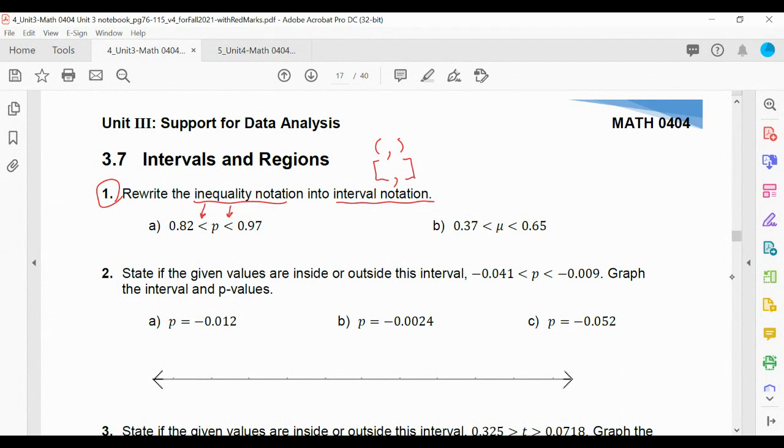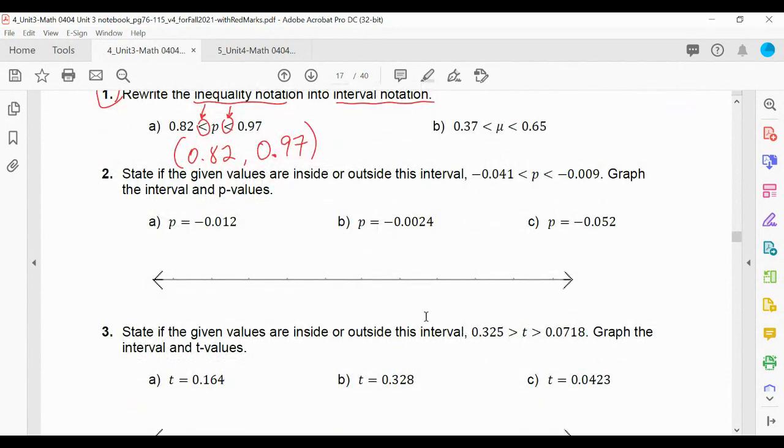So on the first one, if we have p is between 0.82 and 0.97, we have a less than on the left side and a less than on the right side. There's no equal sign. So as an interval, this would be written as parentheses 0.82, comma, and the right endpoint 0.97, and close the parentheses. So that's how you would write all of these as an interval.